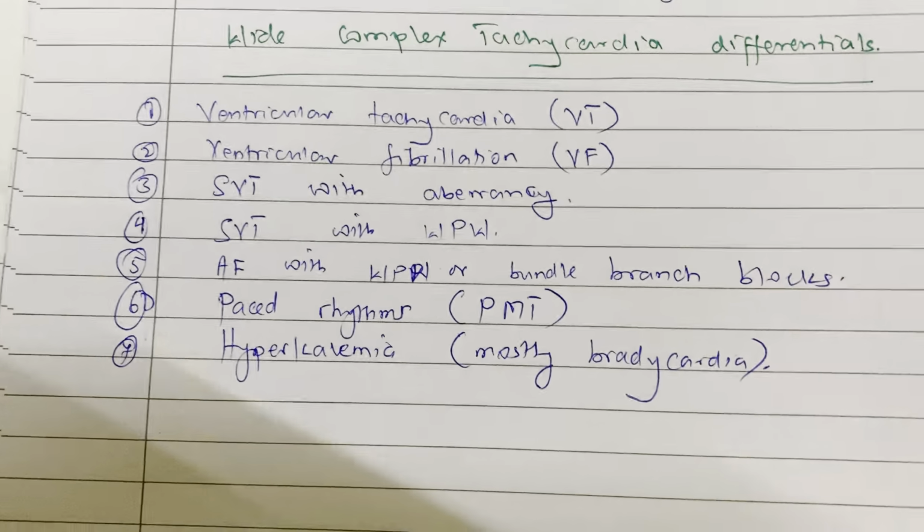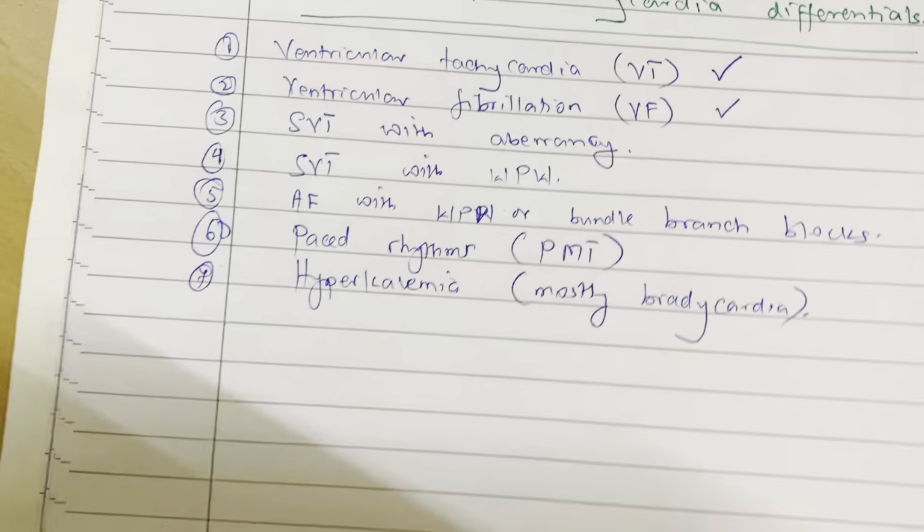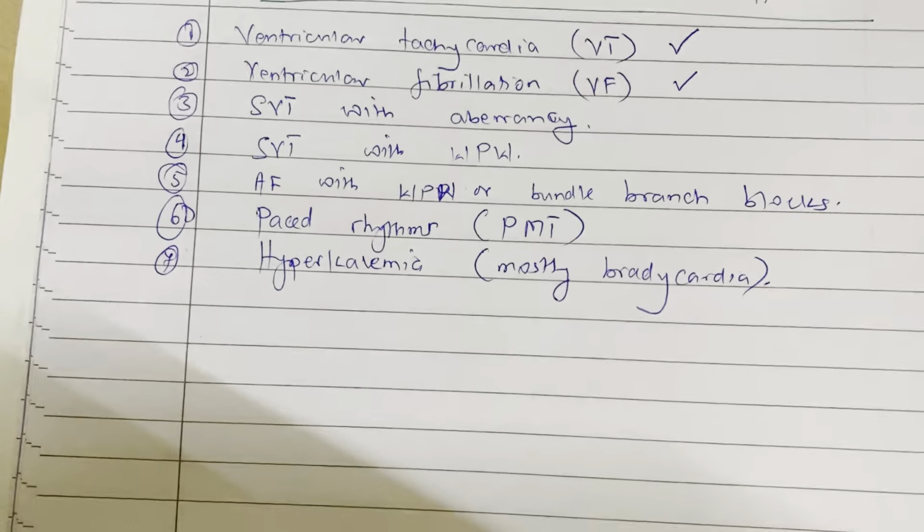So what is most important is this and this. Why? They are hemodynamically unstable. This one will be most in bradycardia, so nothing much. WPW we've already seen, we are not going to see it now. It's a bit complex, more advanced. SVT we've already seen. Bundle branch block we shall see. They are basic things. We shall see them.